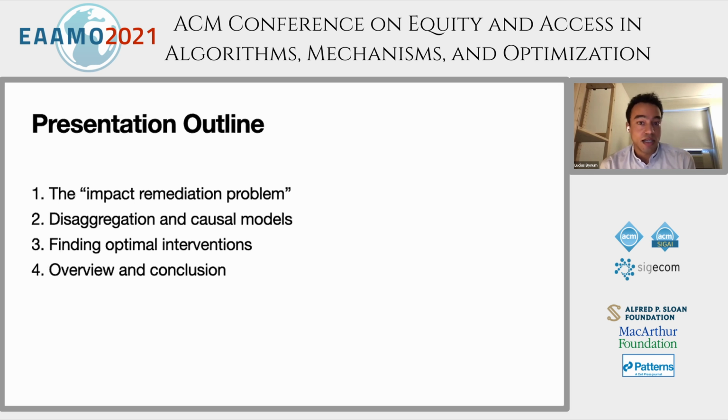Here's a quick outline of the talk. I'll start by introducing our framework called the impact remediation problem. Then we'll go through some background on the different components of the framework, that's disaggregation and causal models. We'll then talk about how we can use our setup to find optimal interventions with a focus on disparity, and we'll walk through an example, and I'll close with a quick overview and discussion of areas we can build.